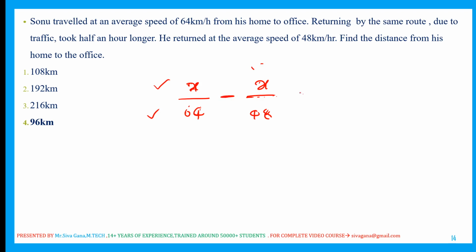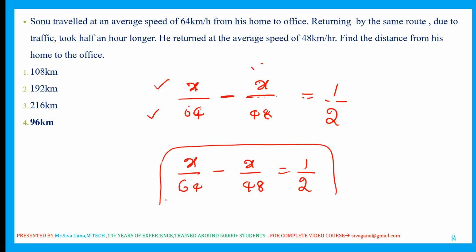This difference of time taken is how much? Half an hour. This is what? x by 64 minus x by 48 is given as the difference of half an hour, right? Time difference in onward and return. If I solve using my on-screen calculator, I got 96 as my answer, right? 96.